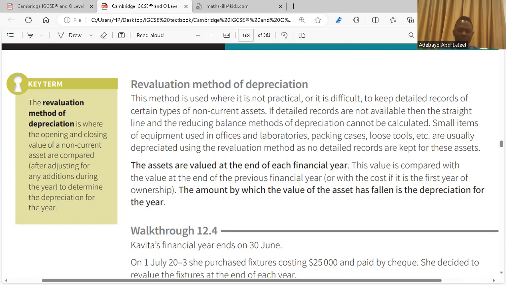This value is compared with the value at the end of the previous financial year, or with the cost if it is the first year of ownership. The amount by which the value of the asset has fallen is the depreciation for the year.